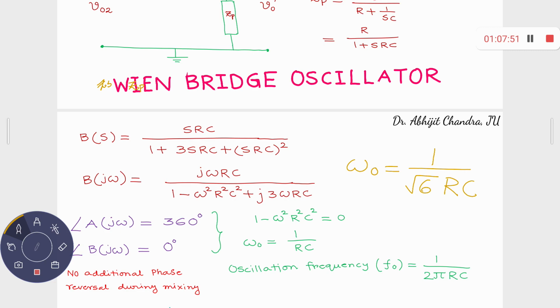So if I have some given R and given C, say R is equal to 1 kilo ohm, C is equal to 1 microfarad, then using that phase shift oscillator you can have 1 by root 6 RC, that is the oscillation frequency. Now sometimes for your application you need some higher oscillation frequency.